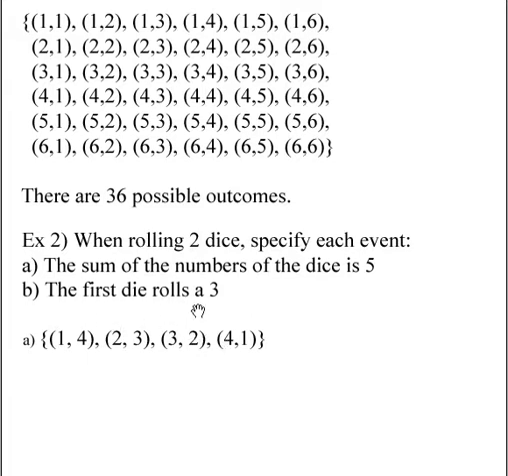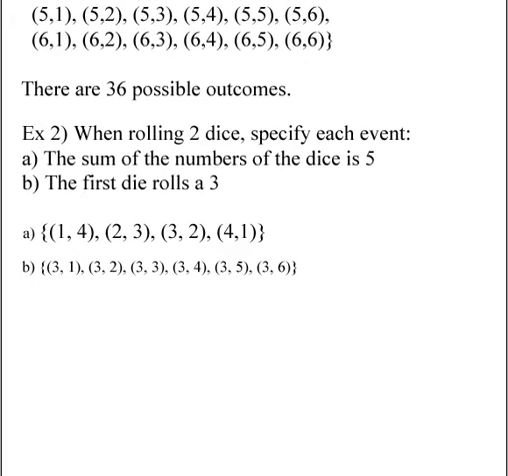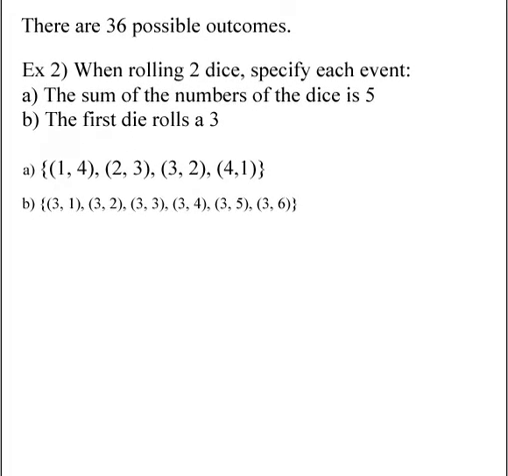Now, part B says, well, the first die is a 3, which means they're not specifying what the other die could be. So we could get a 3 with a 1, 3 with a 2, 3 with a 3, 3 with a 4, 3 with a 5, or 3 with a 6. So those would be the sample spaces representing the events.